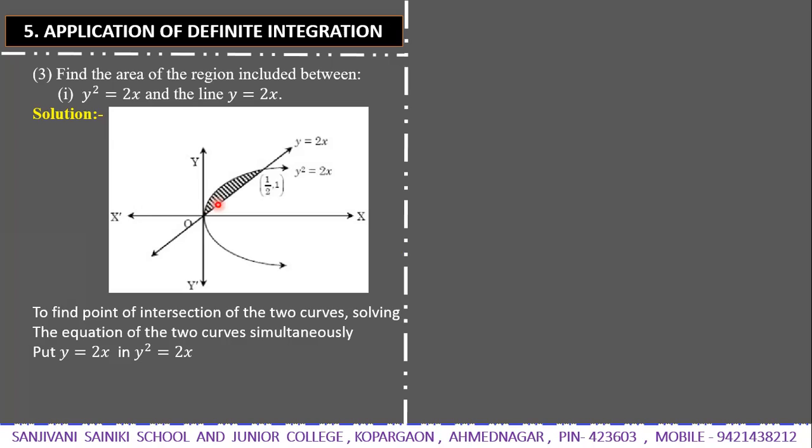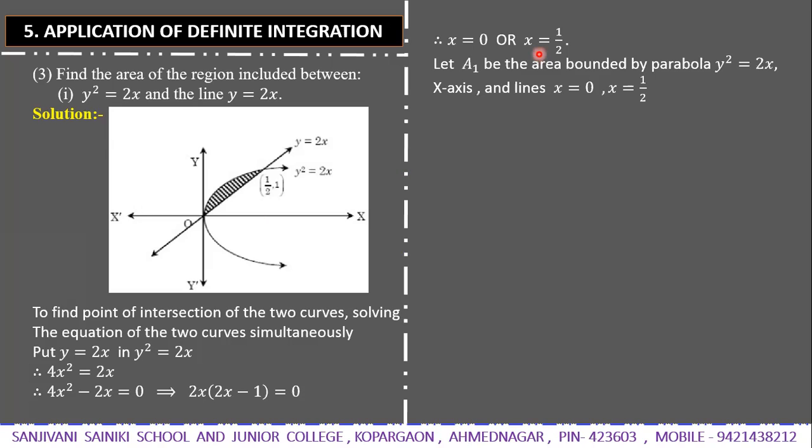And how to find the point of intersection? We can put the value of x from the line's equation, or you can put y = 2x in the parabola equation. Either way you have to solve them simultaneously. So we get 4x² = 2x, that means 2x(2x − 1) = 0. From this we get x = 0 or x = 1/2. So x = 0 means y = 0, and x = 1/2 means y = 1. These are the two points where the curves meet each other.